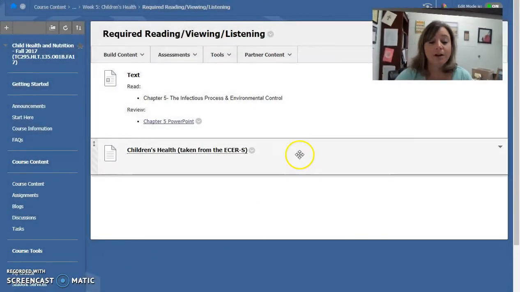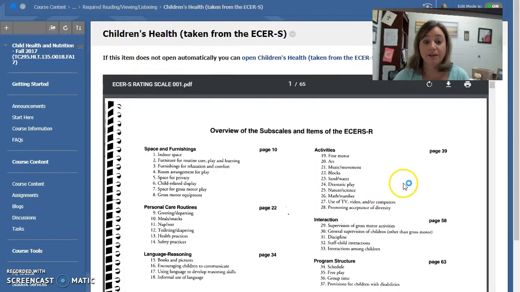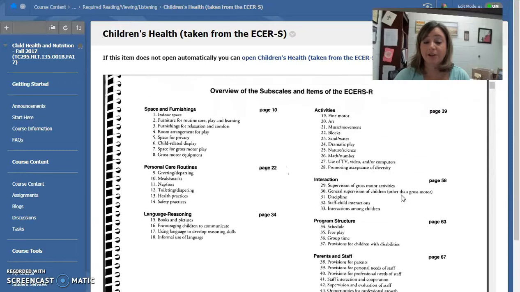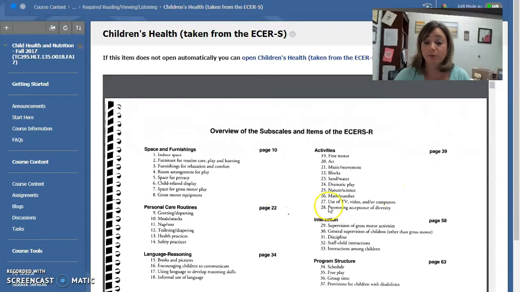So this week when you are looking in your required readings, you're going to find this resource, which is actually the scoring book for that huge yellow book. So we never ask students to buy the Eckers book because it's extremely expensive, even in used format. But we do have permission to be able to give you access to some of the portions of it. So when you click on this particular resource, you're going to see that it's a PDF that has all of the different indicators that we would look at in order to be considered high quality. So take some time to go through this resource. This week we're specifically going to be looking at the health practices number 13.